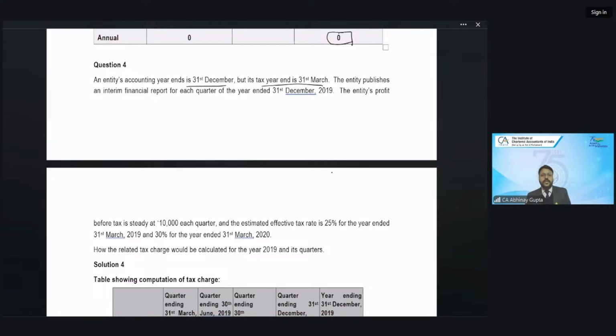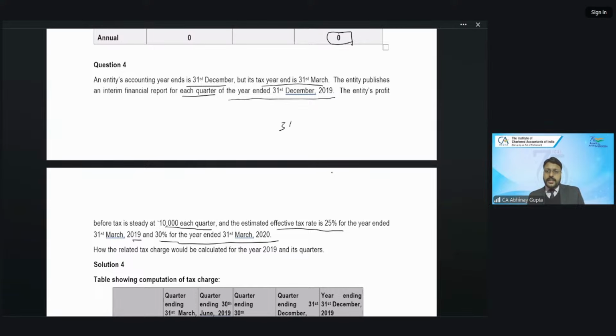So the accounting year, that is, the financial statements are being prepared for January to December, but the income tax assessment or income tax year is 1st April to 31st March. The entity publishes an interim financial report for each quarter of the year ended 31st December 2019. The entity's profit before tax is steady at 10,000 each quarter, and the estimated effective tax rate is 25% for the year ended 31st March 2019 and 30% for the year ended 31st March 2020, right?